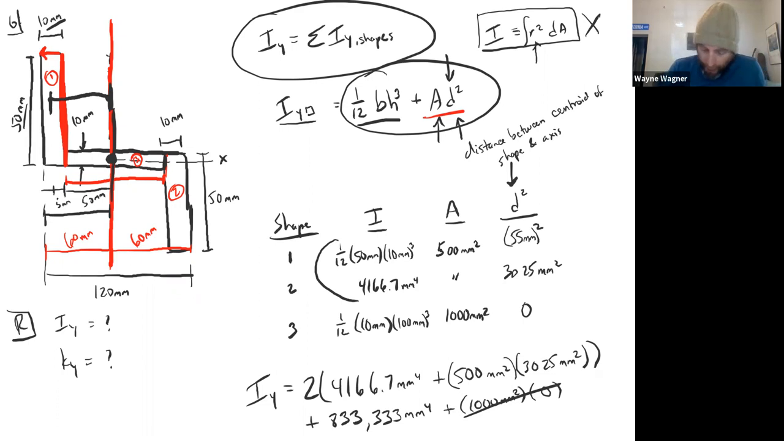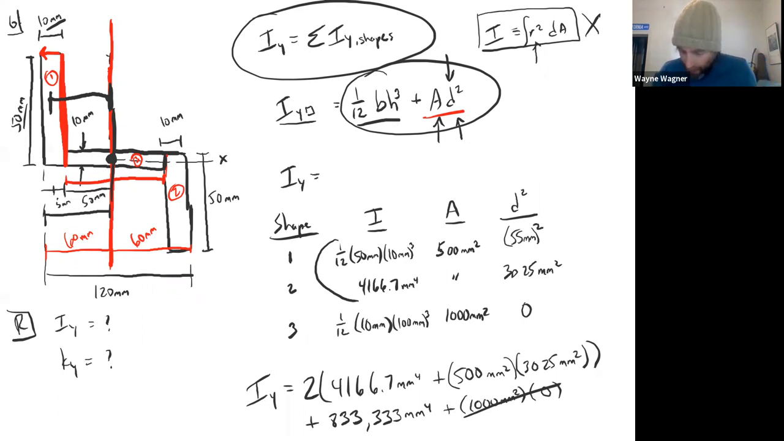Okay, so if I plug that all into my calculator, I'll put I y right here. Let me go ahead and erase all this nonsense and give myself some space here. So if I plug that all into a calculator, 500 times 3025 plus 4166.7 times 2 plus 833,333 equals.